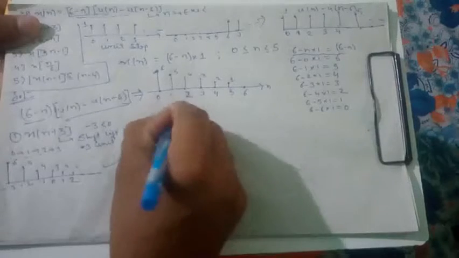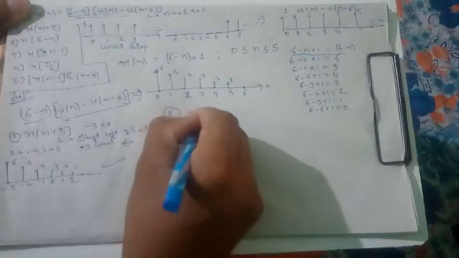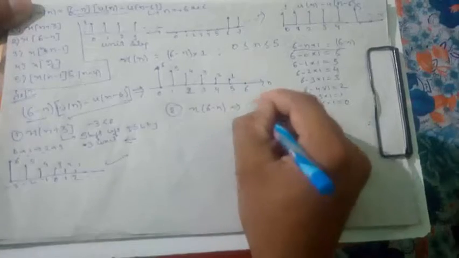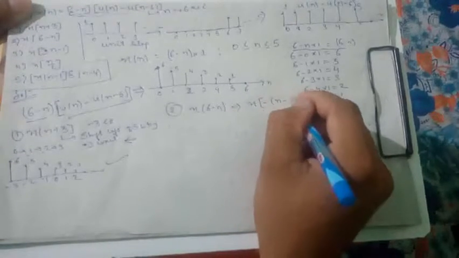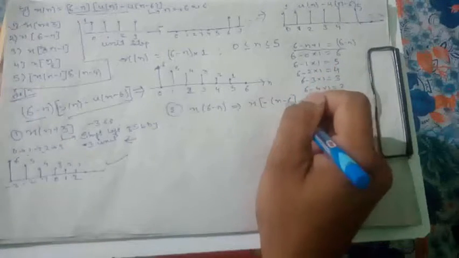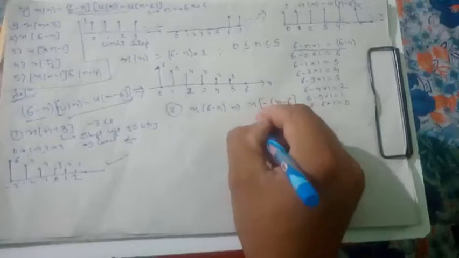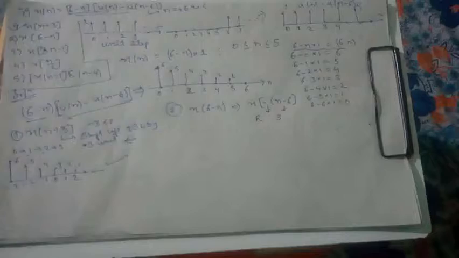Now for the second question, it is x of 6 minus n. We can write it as x of minus n plus 6, taking the negative common. So this is called reversal and this is shifting. First, do the reverse of this signal.